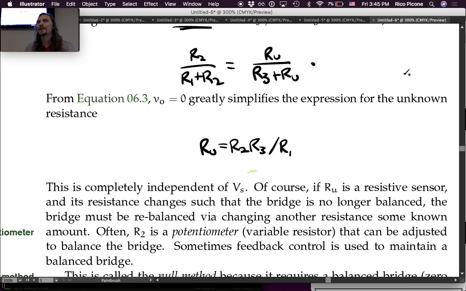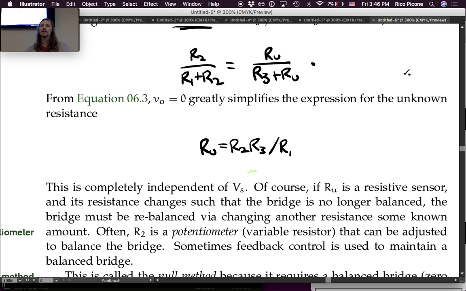If you're measuring 0 voltage out, it's good to check that you still have the source on. That's always good. But as long as you know you're not putting in 0 volts, you know that the bridge is balanced, and this is true. Of course, if Ru is a resistive sensor and its resistance changes such that the bridge is no longer balanced, the bridge must be rebalanced via changing another resistance, some known amount.